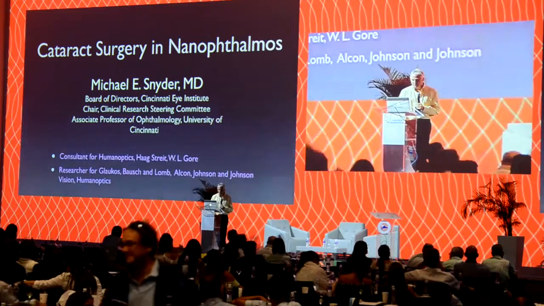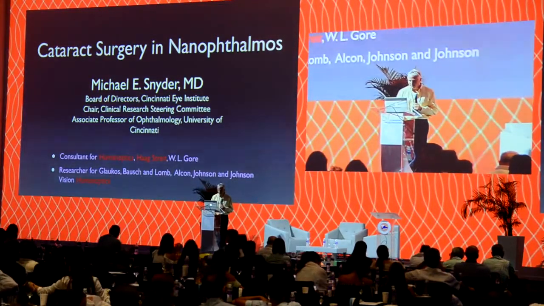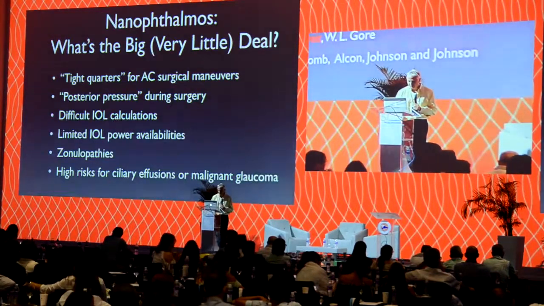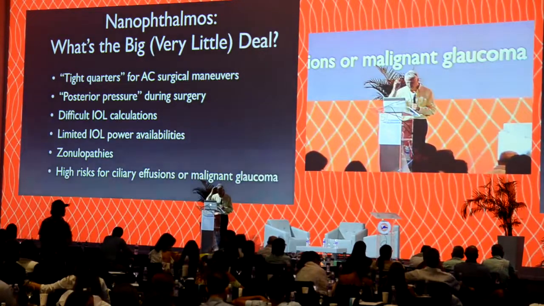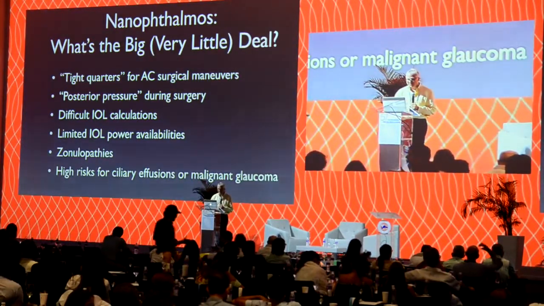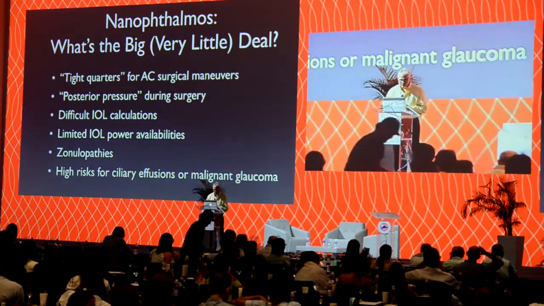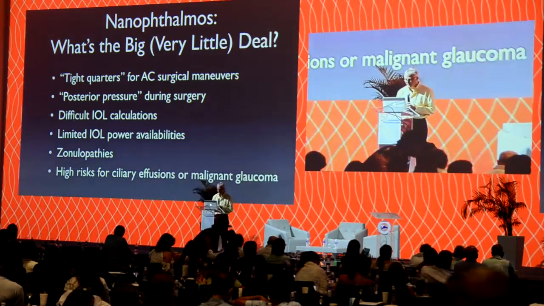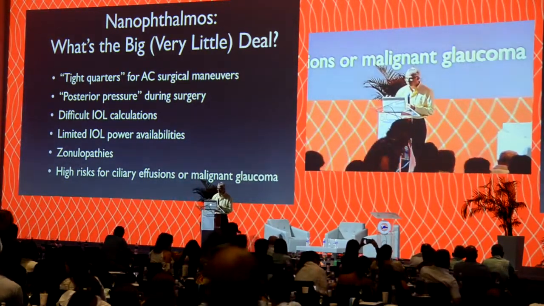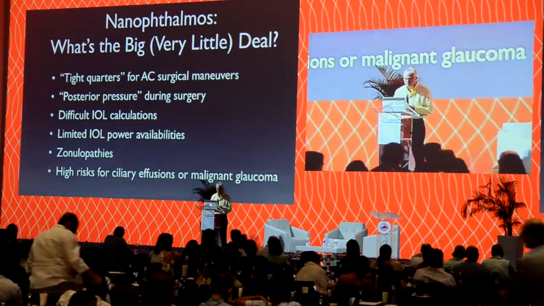So I'm going to talk about nano-ophthalmos. You've seen a couple of cases already. I do want to acknowledge that there's a couple things that you might see that will be relevant to my disclosures. So what's the big deal about the nano-ophthalmic eyes? Well, we know that there's certainly tight quarters. There's not a lot of space to move around. We know that we have posterior pressure during surgery.